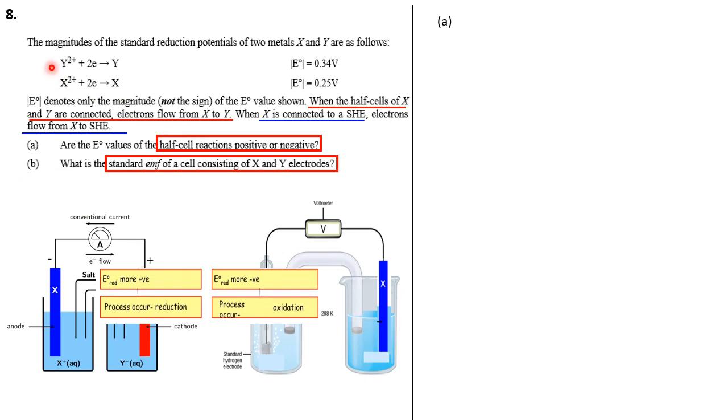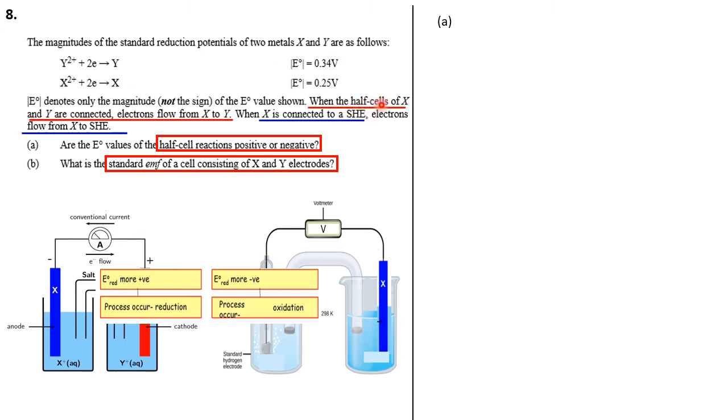Now we look at question number 8. The magnitudes of the standard reduction potentials of two metals X and Y are as follows. Given that this is X and this one is Y, the E node denotes only the magnitude, not the sign, meaning that 0.34 volt might be positive or negative. Same here, might be negative 0.25 volt or positive 0.25 volt. So now we have to base on the information to identify the standard reduction potential, or the E node cell, of X and Y.